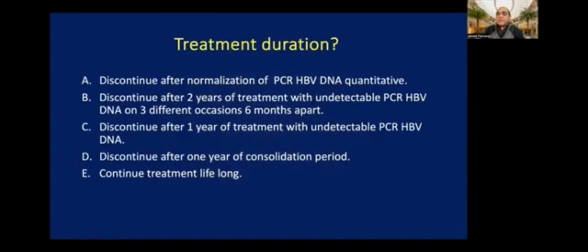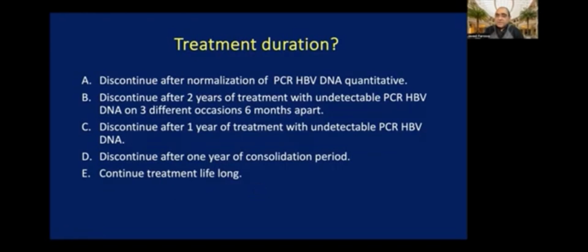So, coming to the treatment duration, what should be the treatment duration in this patient now? Option A, discontinue after normalization of PCR HBV DNA quantitative. Option B, discontinue after 2 years of treatment with undetectable PCR HBV DNA on 3 different occasions 6 months apart. Option C, discontinue after 1 year of treatment with undetectable PCR. D, discontinue after 1 year of consolidation period. E, continue treatment lifelong.